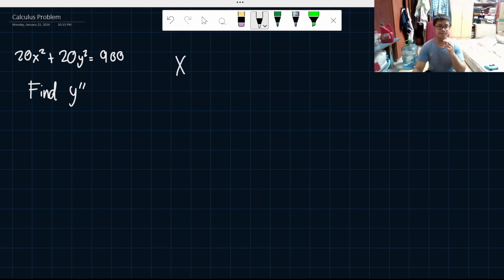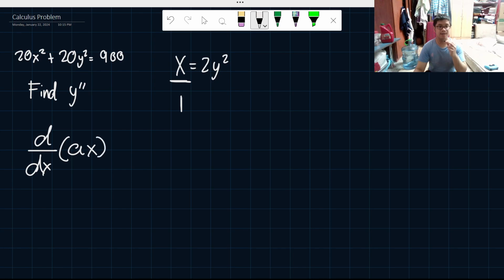So for example, we have x is equal to 2y squared, and I want you to get the first derivative of this equation. If I get the derivative of x, the answer here would be 1. This is according to the power rule of differentiation. The derivative of any term with a variable x whose exponent is 1 is the coefficient itself. So the derivative of x is simply its coefficient, 1.